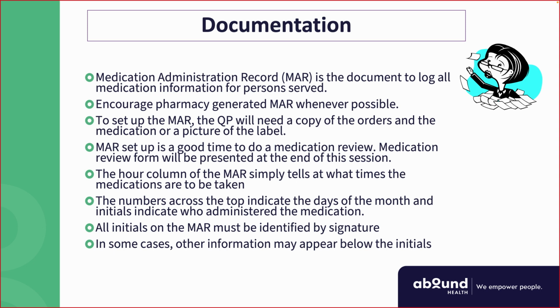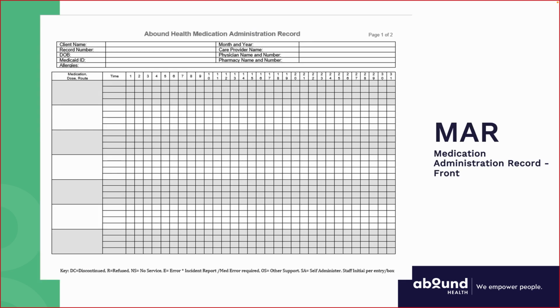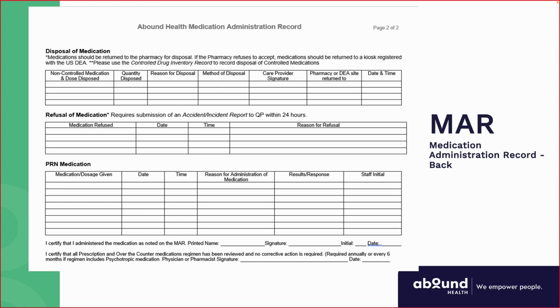The hour column of the MAR simply tells it what times the medications are to be taken. The numbers across the top indicate the days of the month, and initials indicate who administered the medication. All initials on the MAR must be identified by a signature, and in some cases, other information may appear below the initials. So this is an example of what the front side of the Abound Health MAR looks like. And this is what the back side of the Abound Health MAR looks like.